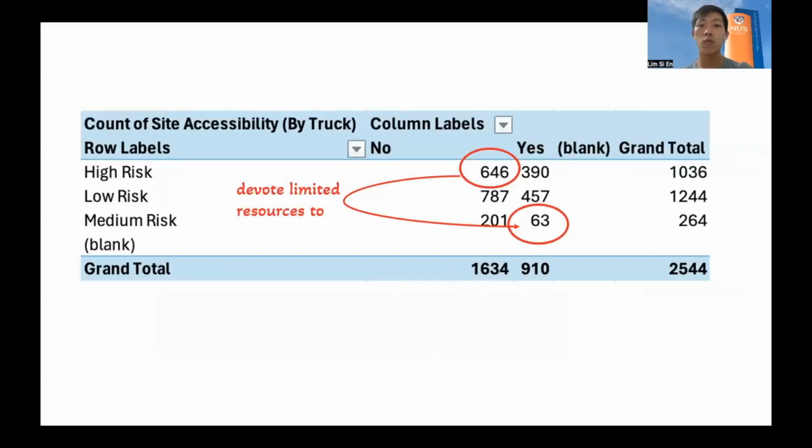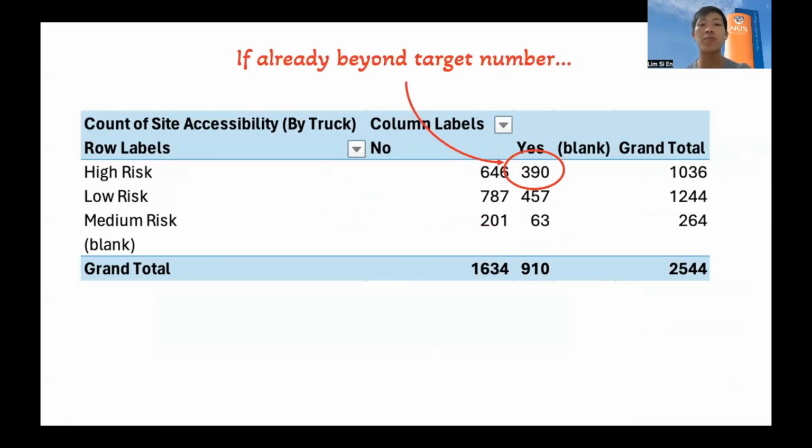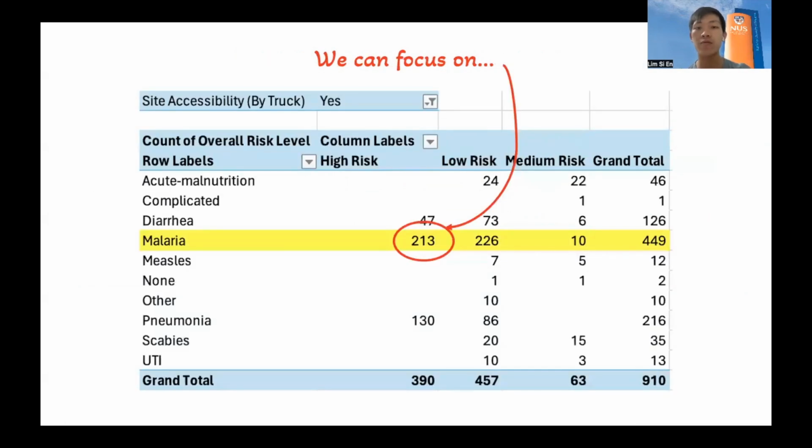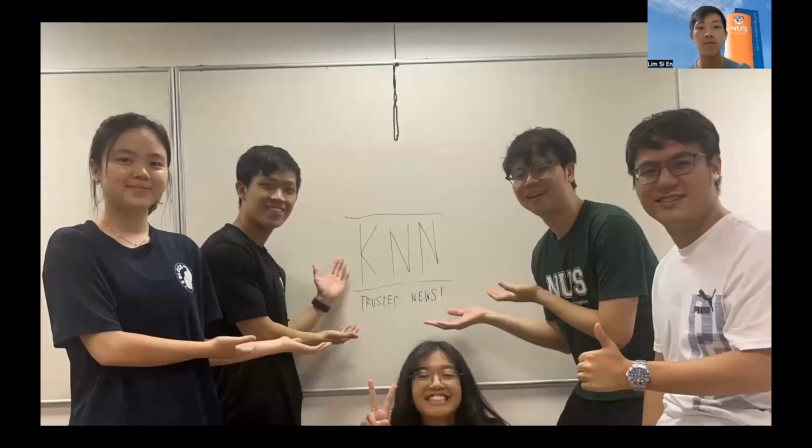In operation, we propose devoting some resources meant for the 646 sites to the medium-risk sites that are accessible by truck instead. If the organization still has available resources, this is when we return to those sites. As of now, we are unsure of the bandwidth of the humanitarian organization. If 390 high-risk truck-accessible sites is already beyond the target number, then we can continue to filter by focusing on the most prominent issue, malaria. This brings down the number of sites of great interest to 213. You have just learned what the best imperfect model is.